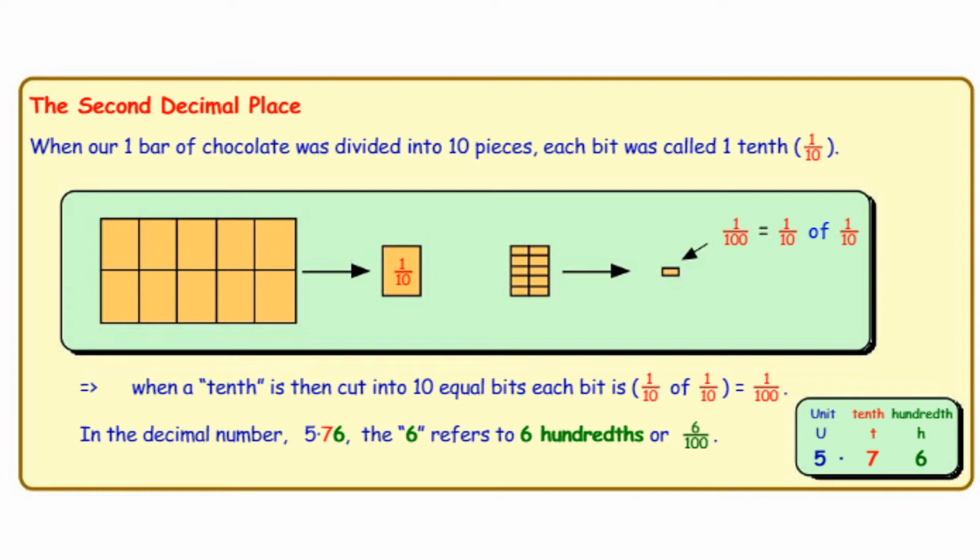Below that, in the decimal number 5.76, the 6 refers to the hundredth, and you can see that it's 2 away from the decimal point. It's in the second position. It's not first, it's second. So that is the second decimal place. Keep this handy. It's on the attachment in Seesaw. Keep it handy for you to keep referring back to.